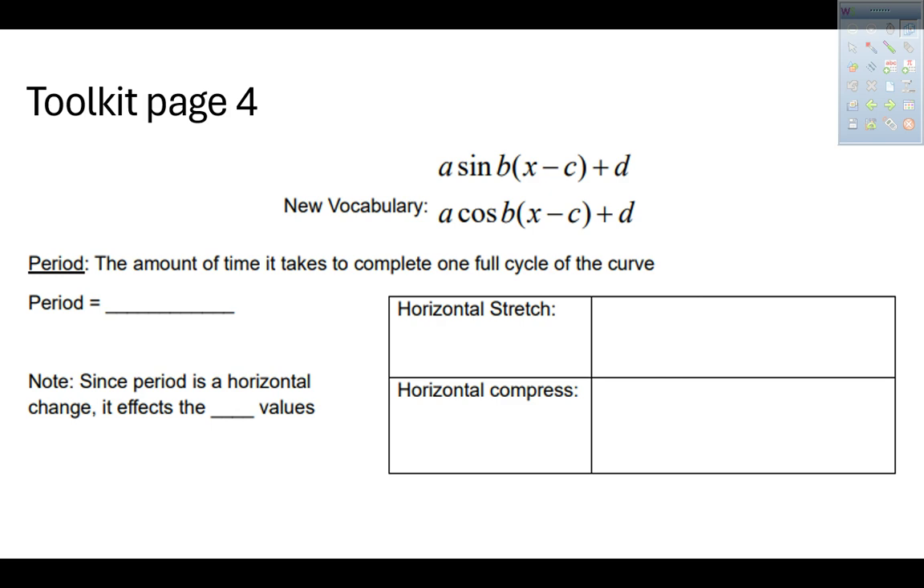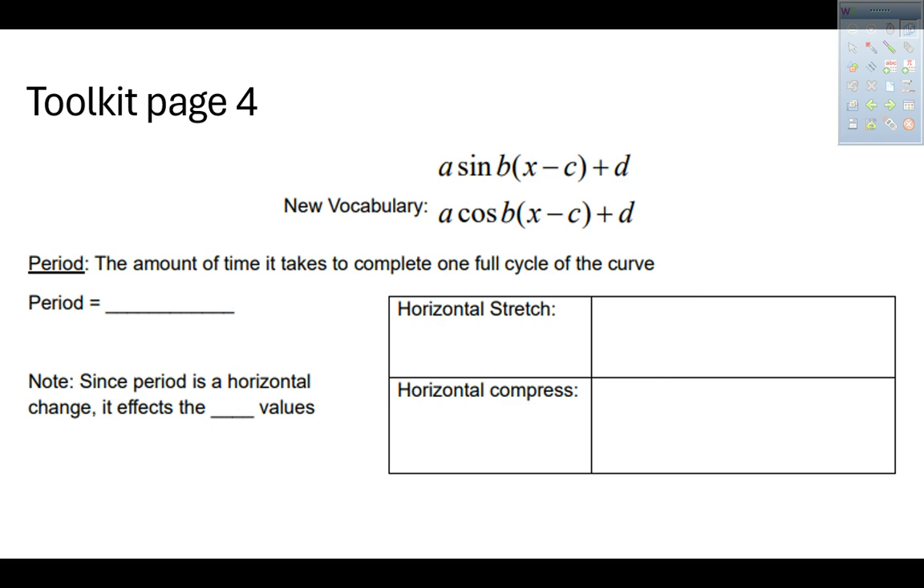So, the period of this function, the original, to get around the whole circle and get back to where I start, it takes 360 degrees, right? Which in radians is 2 pi. So to get through the whole rotation of the circle, it takes 2 pi radians. So the period of the original function is 2 pi.